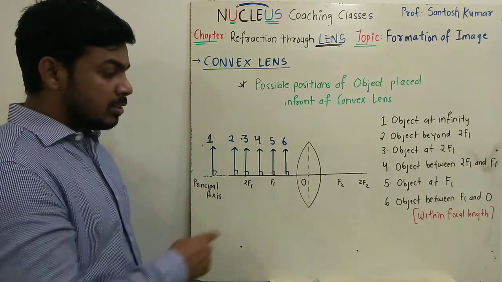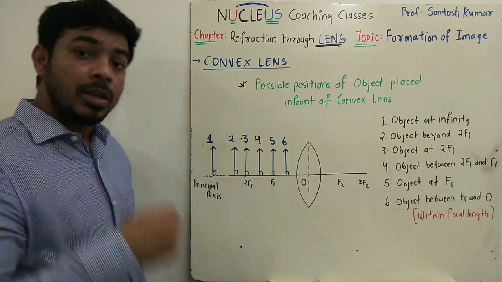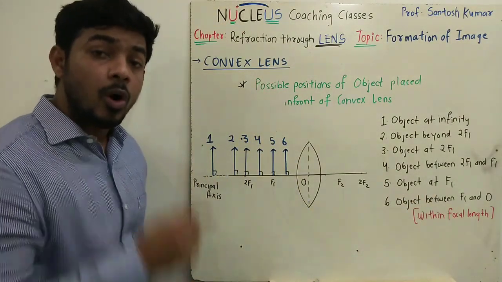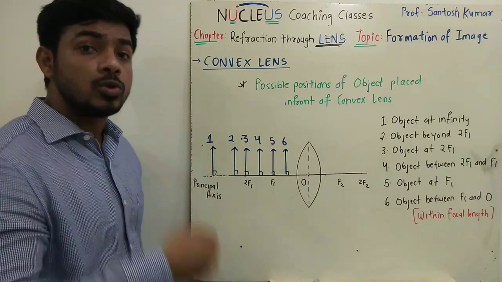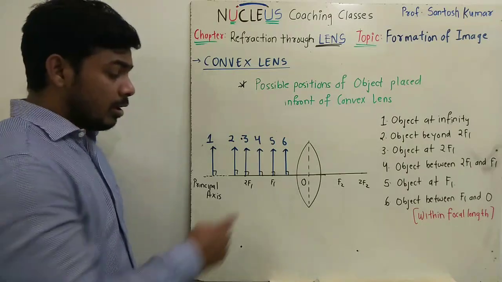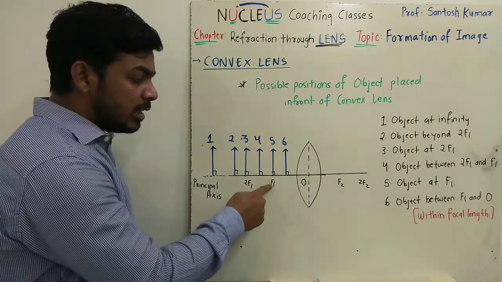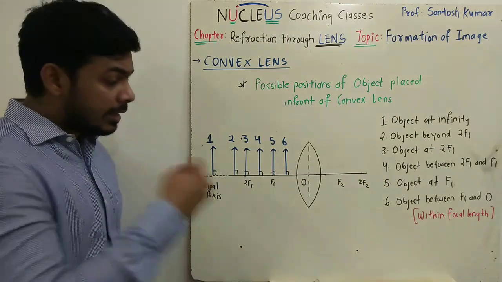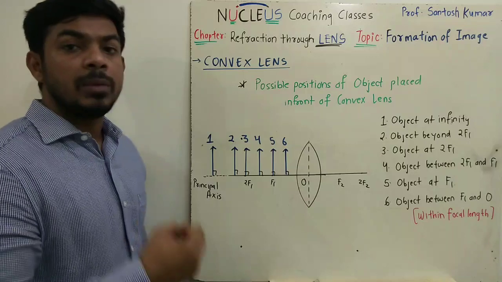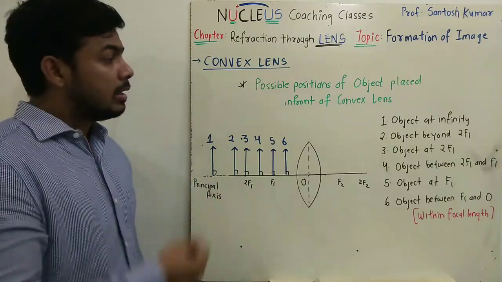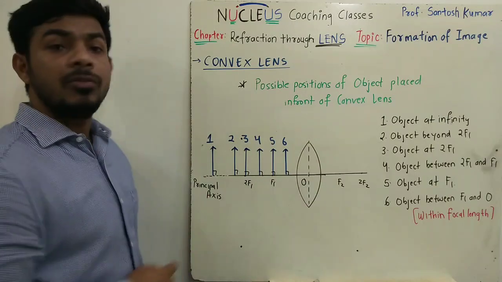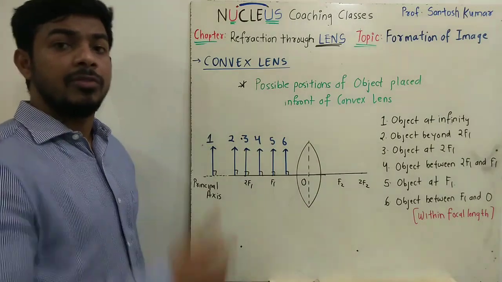So the last position, when the object is placed between f1 and O, is also called object placed within focal length or object placed very close to lens. So the last position is very important for the ray diagram. It can also be called as object placed within the focal length of the lens or object placed very close to lens. Now let's start the ray diagram for the formation of image of an object kept in front of a convex lens at different positions.